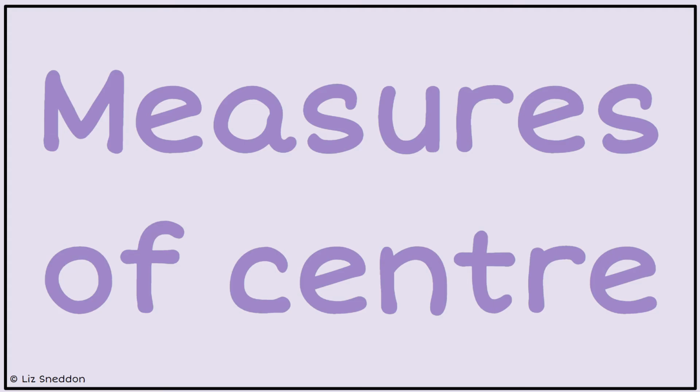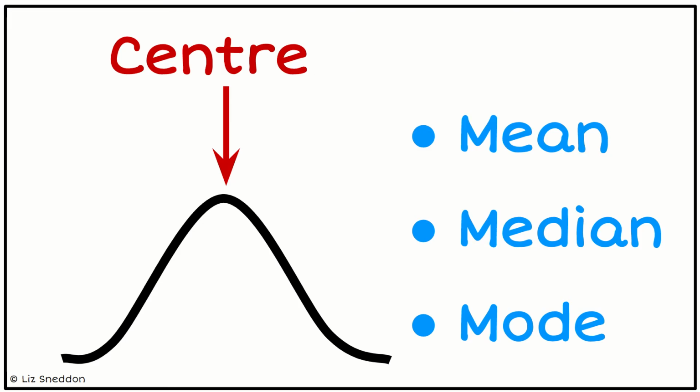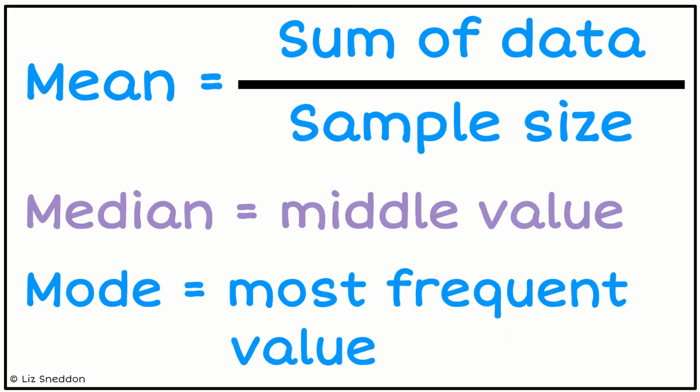So let's start with reminding ourselves of the different measures of centre. We've got three ways we can measure that: mean, median and mode. To find our mean, we want to add up all of our data and divide by the sample size. To find the median, we want to look for the number that is in the middle, and the mode is our most common or most frequent number.